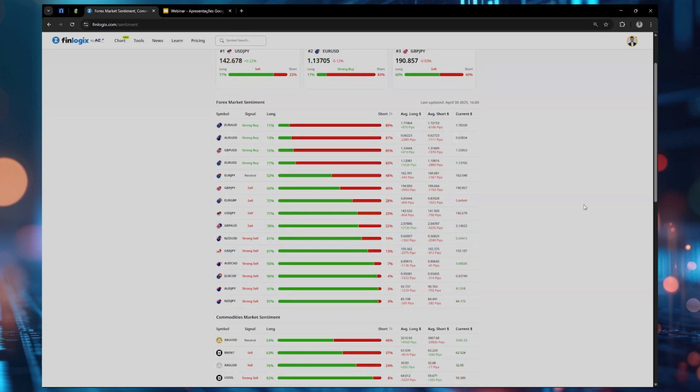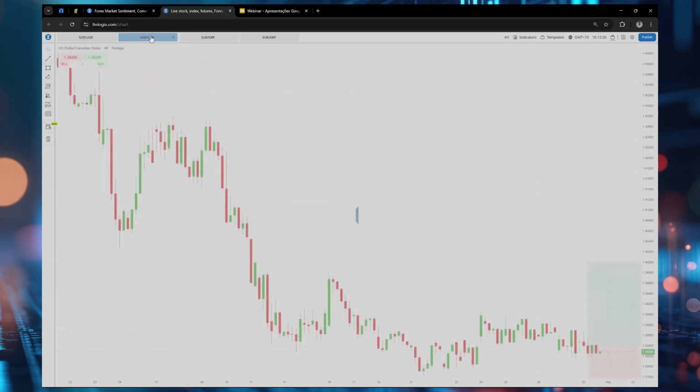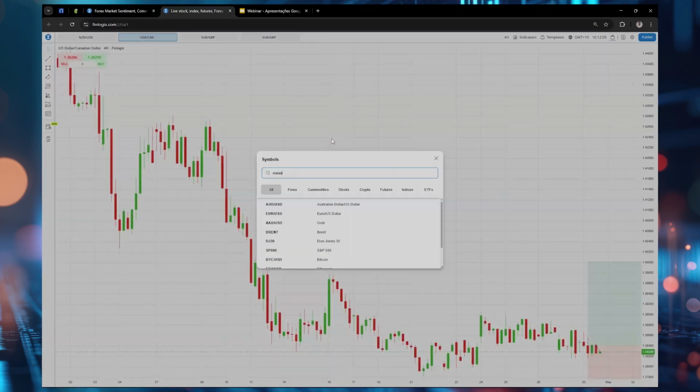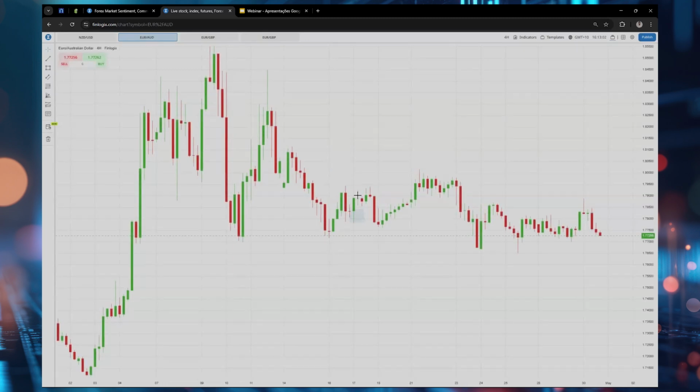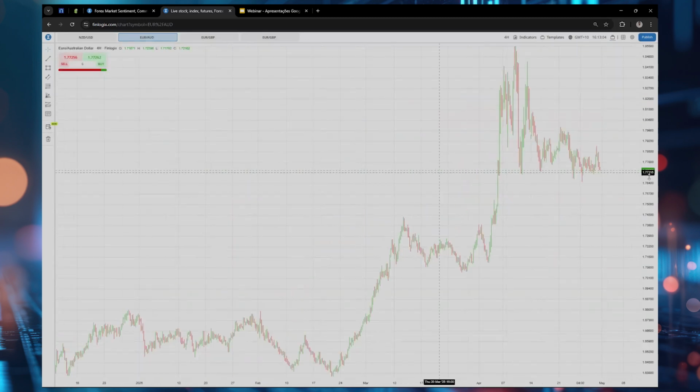Now that being said, I think we can get to it. So first one is EURAUD. So let me open the charts. All right, so we have the integrated chart here. So the first one is Euro Australian dollar. So let's have a look at that.